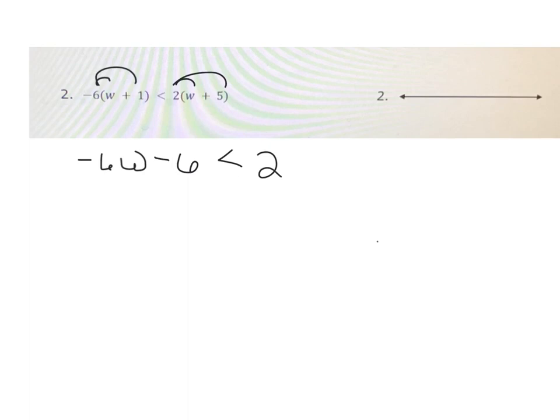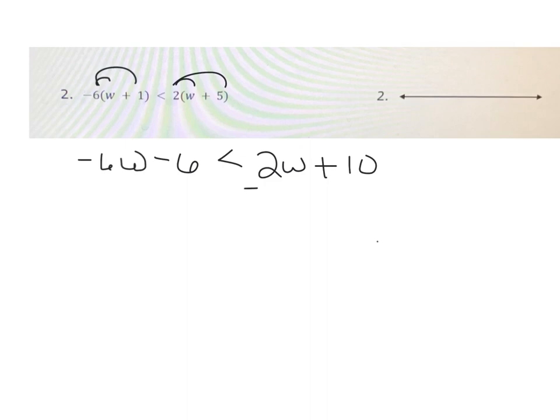Okay, on the right side, I'm going to do the distributive property. 2 times w is 2w. 2 times 5 is plus 10. Okay, did the distributive properties. I do not have any like terms to combine on the same side, so I need to move my variable to one side. And you know me, like always, I always go to the left, but you could go to the right if you want to.